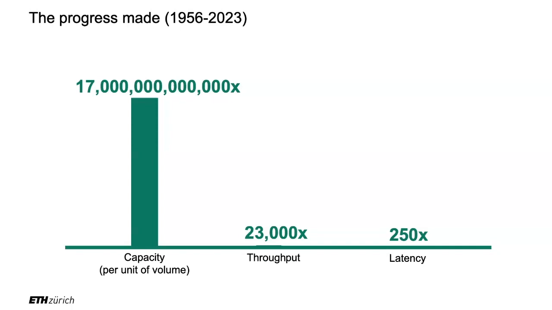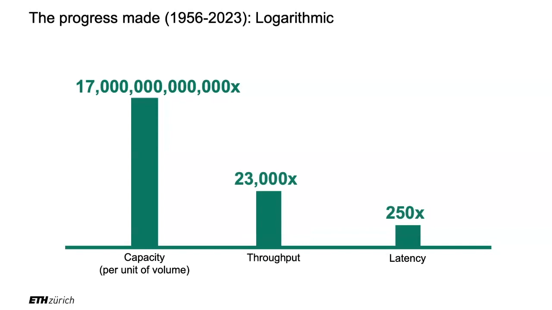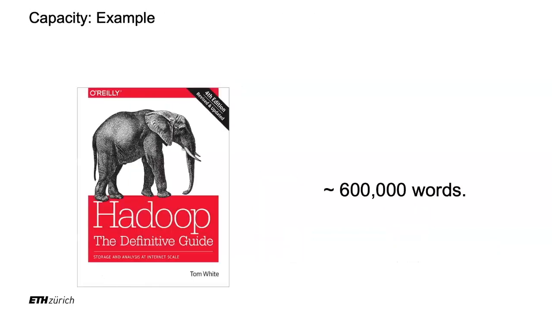So what that means is that the space we have to store data, we have an incredible lot of space, but we just cannot read it fast enough. We basically were not able to read it fast enough. It's just a logarithmic scale.